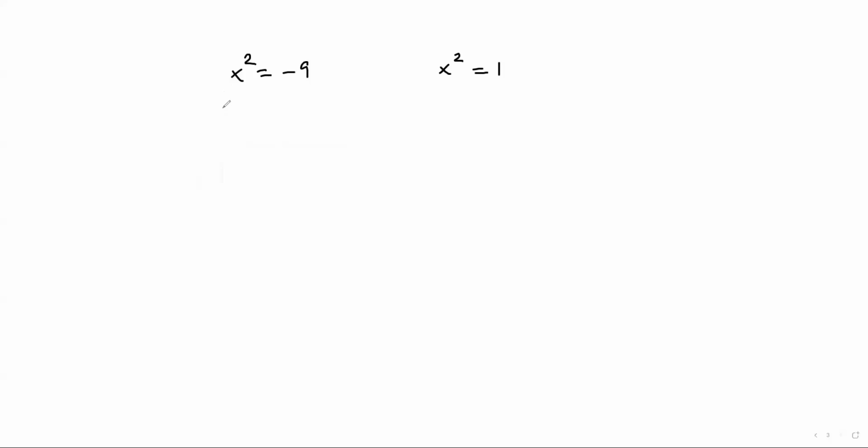Okay, if you solve for x square, you have to take the square root on both sides. So x is equal to positive or negative square root of 9. And if we take the square root on both sides over here, we'll get just x. And here we get positive or negative 1.